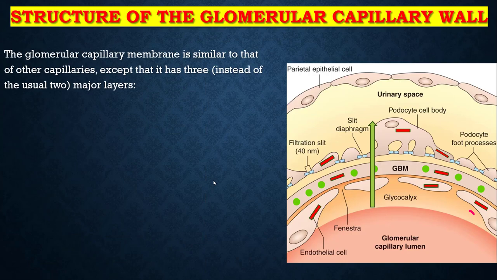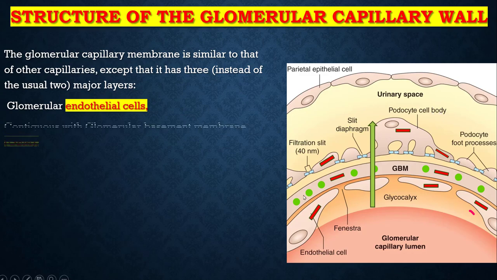Structure of the glomerular capillary wall. The glomerular capillary membrane is similar to that of other capillaries except that it has three instead of the usual two major layers. The capillary in the glomerular wall is different from other capillary walls because it has three layers: the inner endothelial layer, the basement membrane, and the outer layer of epithelial cells, also called podocytes.